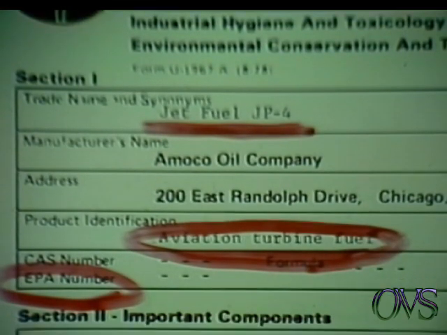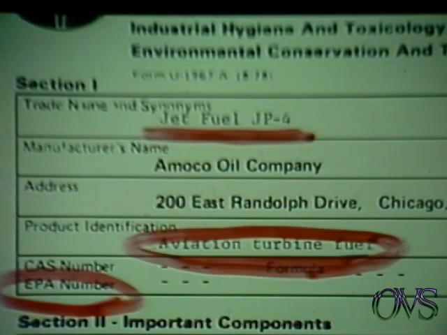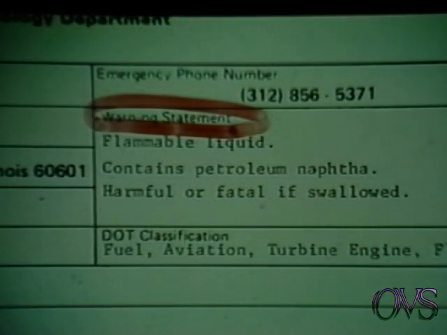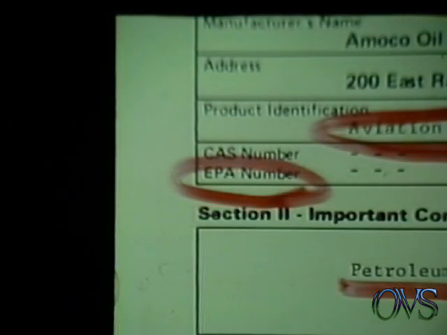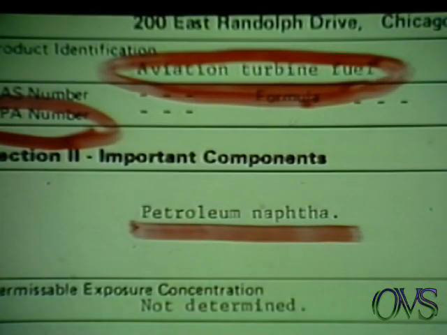The first section identifies the material by its trade name. The product identification is aviation turbine fuel. Also included is a warning statement and the substance's Department of Transportation Hazardous Materials Classification, flammable liquid. The EPA number is a code assigned by the Environmental Protection Agency for classification. The chemical formula may also be provided in some cases. Another section identifies the important components of the material, in this case, petroleum naphtha.